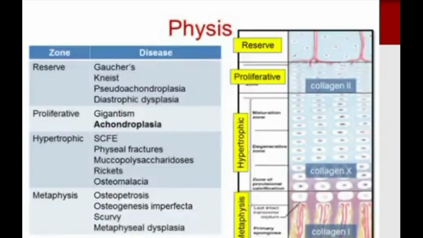There are certain diseases which are associated with each zone. In the reserve zone, you have diseases such as Gaucher's disease, Niemann-Pick disease, and diastrophic dysplasia. The proliferative zone, you'll have both the very large and the very small, so gigantism and achondroplasia. The hypertrophic zone is seen as the weakest zone of the physis. Here's where you have your physeal fractures, your slipped capital femoral epiphyses. You also have rickets and osteomalacia, because this is where you're trying to calcify your cartilage in order to form your metaphysis. This is where you have the primary bony issues, such as osteopetrosis and things of this nature.